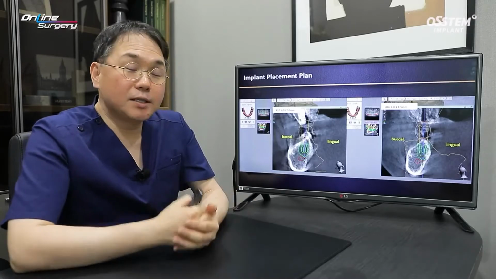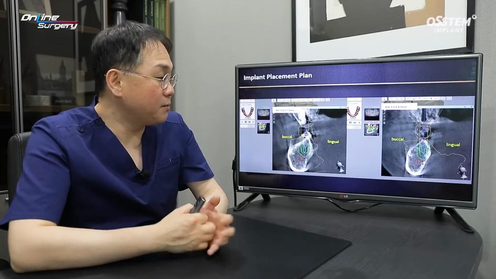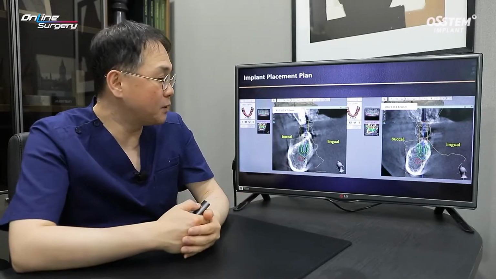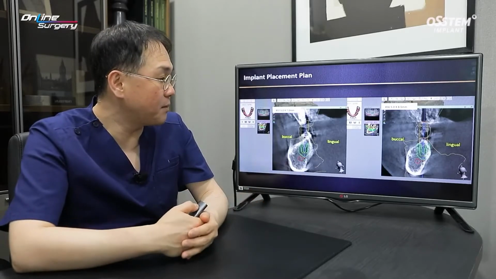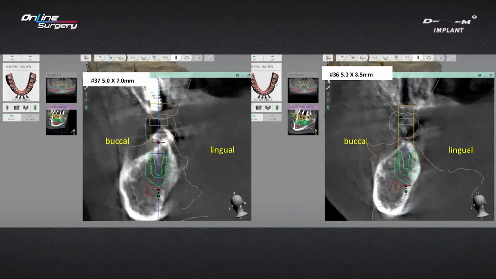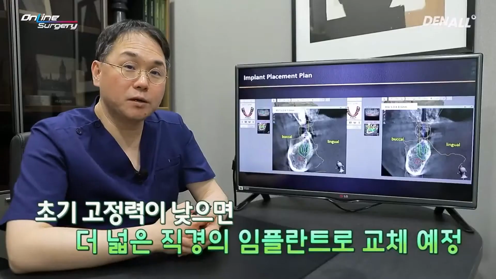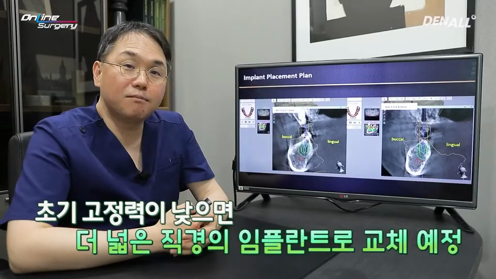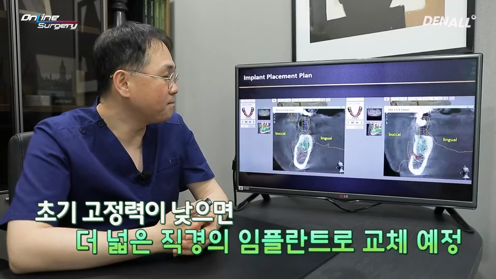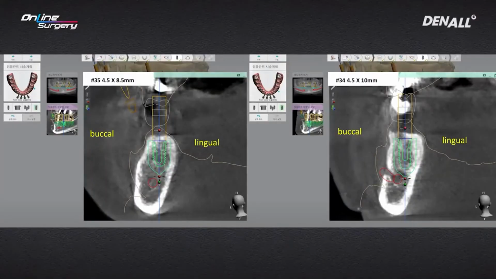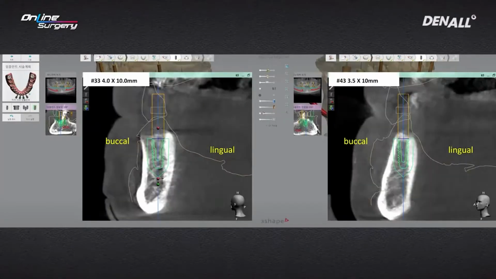When you look at the plan using OneGuide, you should not only focus on where implants should be placed, but on the bone quality as well. As shown in number 37, the crustocortical bone is very thin, and below, the cancellous bone's density is very unfavorable. I thought I would not be able to get good primary stability, and if primary stability is not good, I'm going to change to a bigger diameter implant. Number 35 and 34, there's not going to be a major issue.